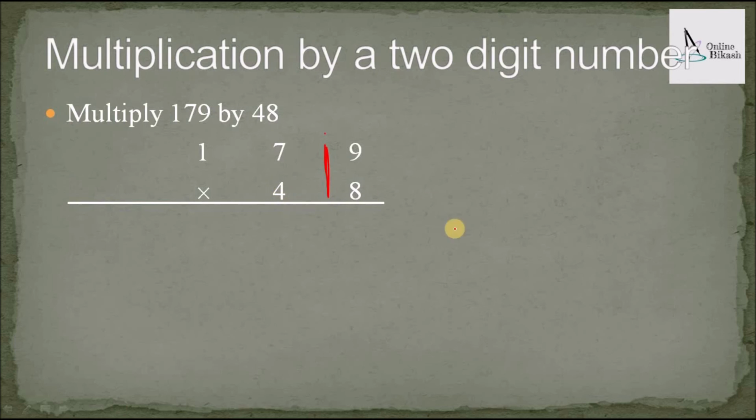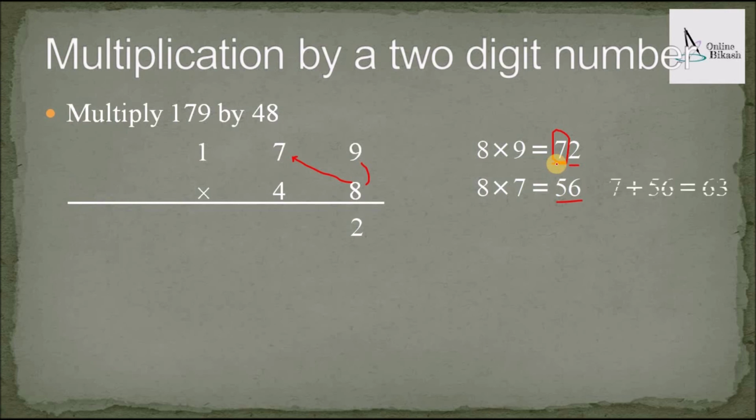Okay, now we will multiply. Similarly, we will first multiply this 8 and 9. 8 times 9 is what? 72. So we will place this 2 here, and this 7 will be carried. Okay, now we will multiply this 8 with this 7. 8 times 7 is what? 56.